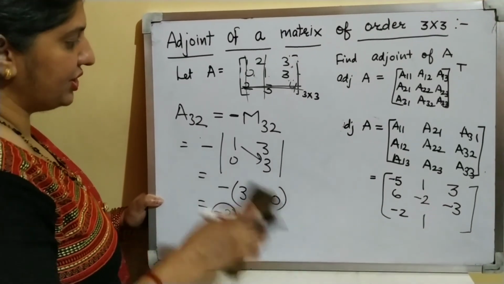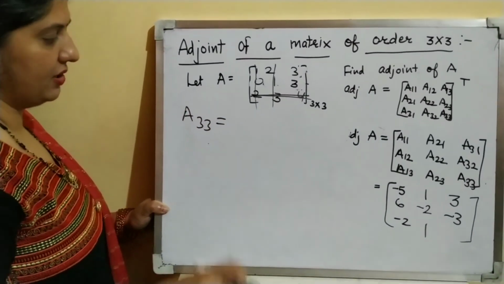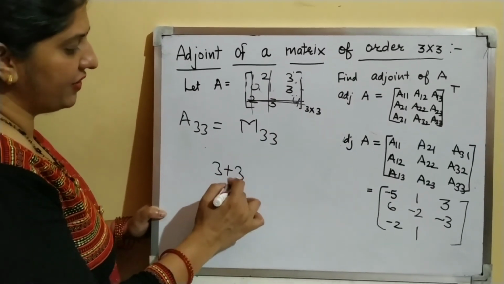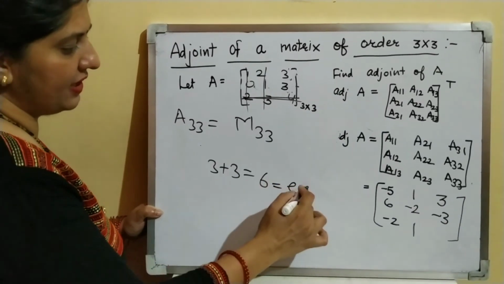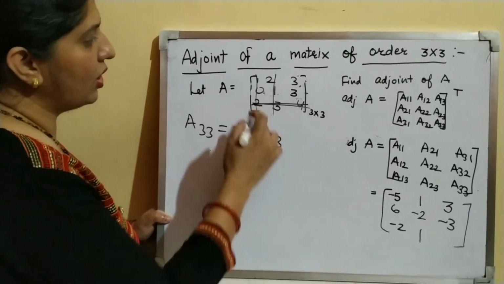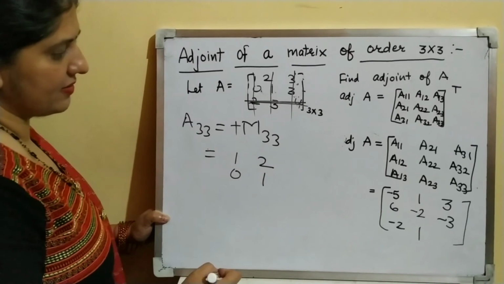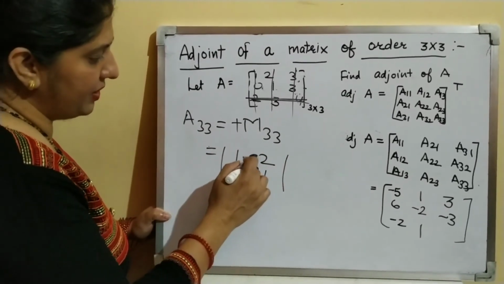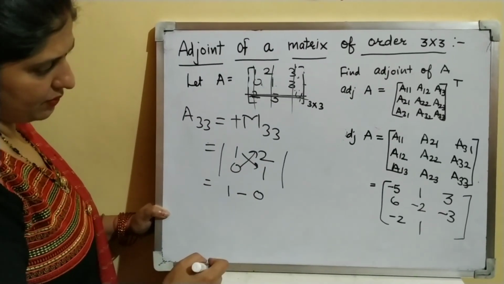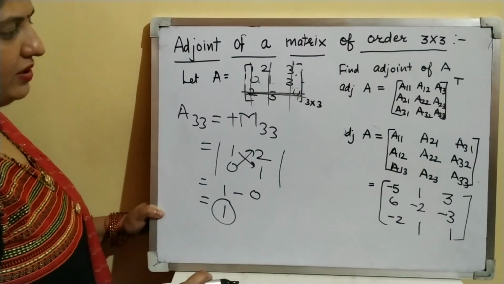Now next, A33. A33 is equal to the minor of the corresponding element. The sum of the suffixes is 6. 6 is even, so the sign will be positive. Now delete the third row and third column. Write all other entries as they are. Take the determinant. We get 1 minus 0 into 2, 0. We get 1 here. So A33 is 1.